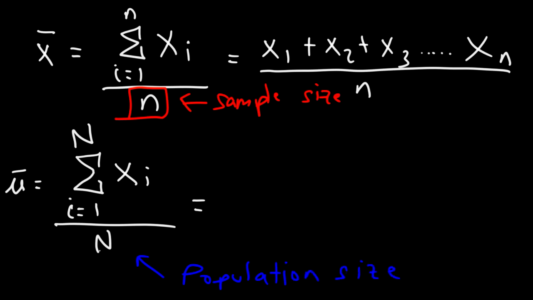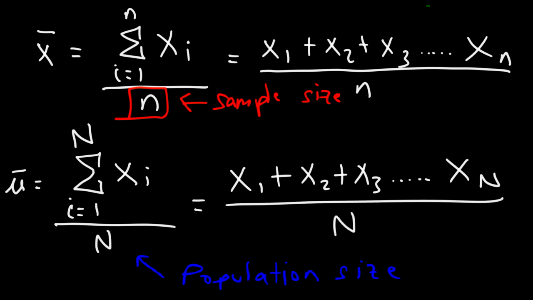Now the rest of the formula will be very similar to what we have above. It's going to be x1 plus x2 plus x3 all the way to xN, divided by capital N. And so now you know the formulas that correspond to the sample mean and the population mean. They're very similar. So that's basically it for this video.